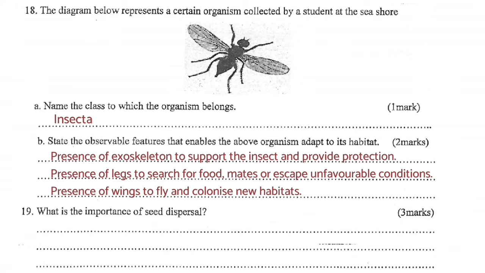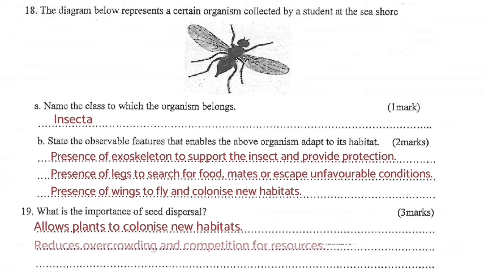Question number 19. What is the importance of seed dispersal? Number 1, it allows plants to inhabit new habitats. It prevents overcrowding. It also prevents competition for nutrients, space, light, etc.